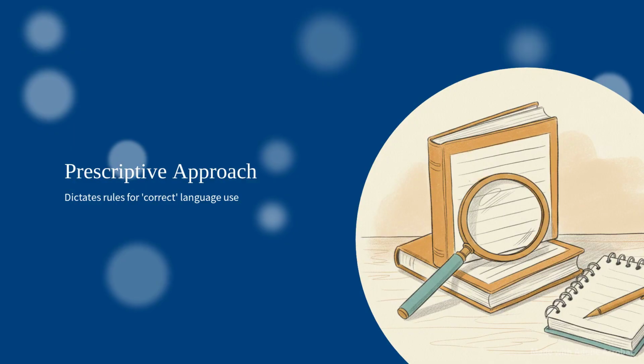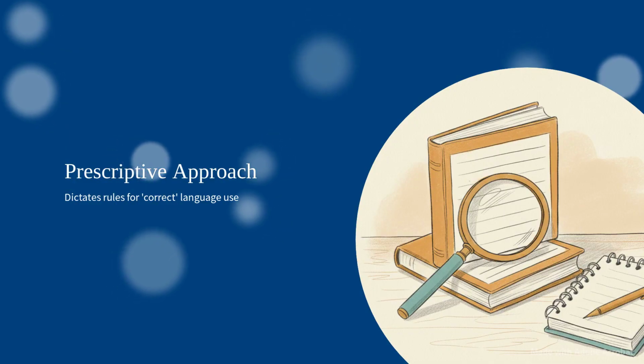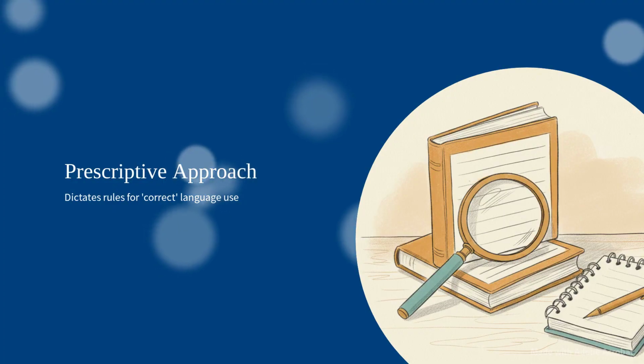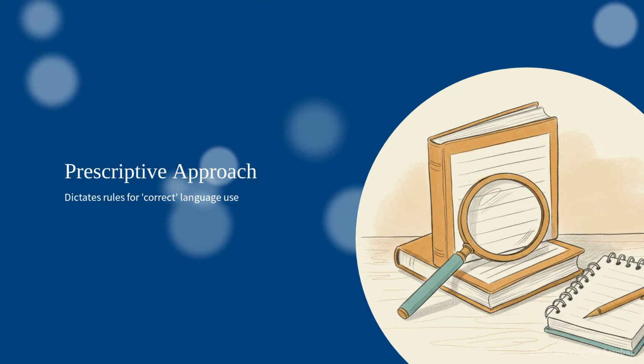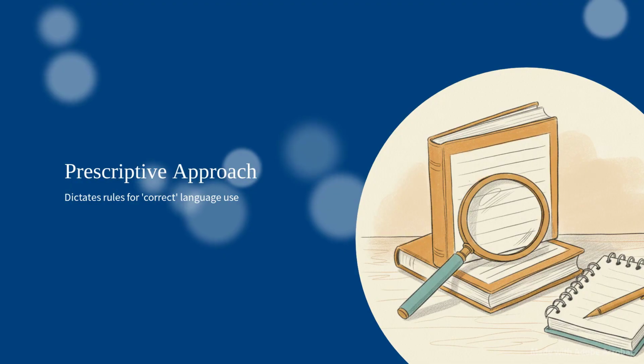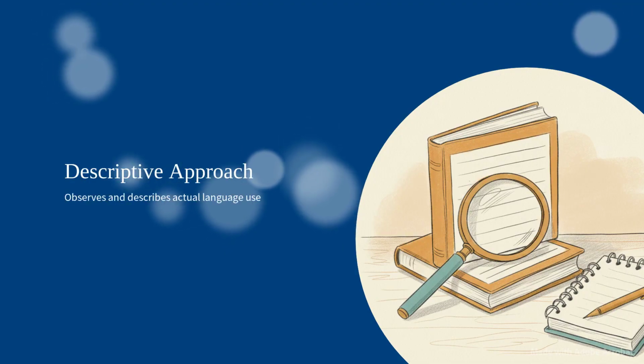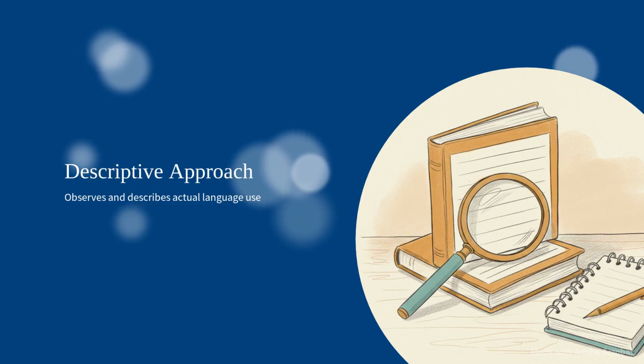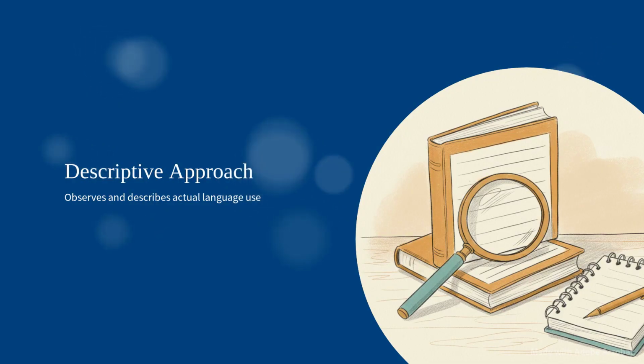Here's how linguists distinguish between prescribing rules and describing real-world language use. The prescriptive approach dictates rules for what is considered correct language use, often found in textbooks and style guides. The descriptive approach observes and describes how people actually use language, without making value judgments.